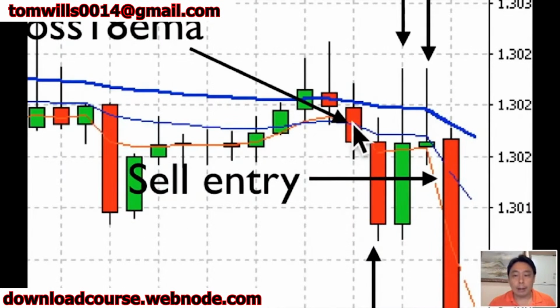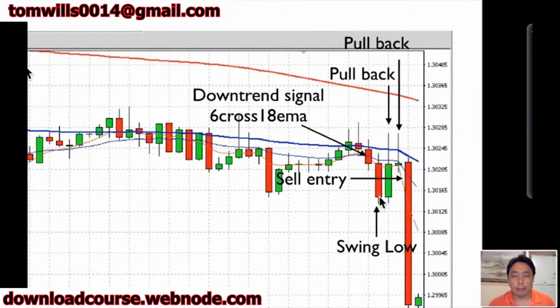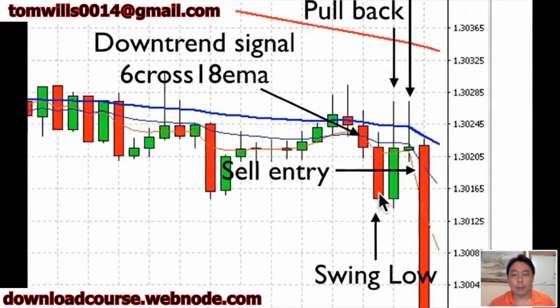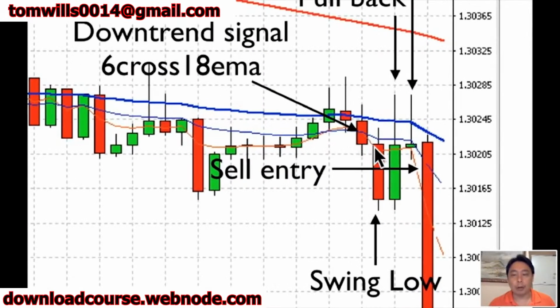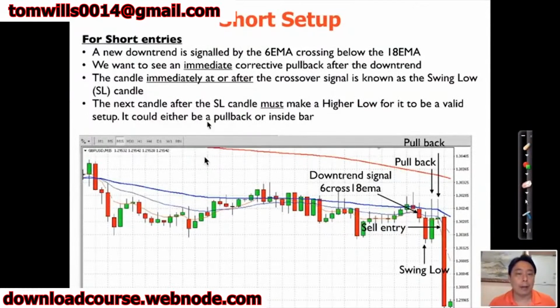So right after the cross, okay, we have got the swing low candle. So this is a swing low candle, and it's a valid swing low because it comes right after the cross. It could have come at the cross, but it's coming right after the cross, so that's fine, okay? So what happens? That's our swing low candle. Now the next candle must be a pullback or an inside bar, right? Next candle after swing low must make a higher low for it to be a valid setup. It could be a pullback or an inside bar.